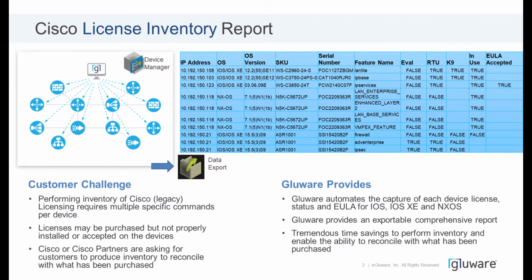There are perpetual licenses that go for the life of the product. There are licenses with activation keys and also EULA agreements that you have to go into. And then there is also smart licensing.